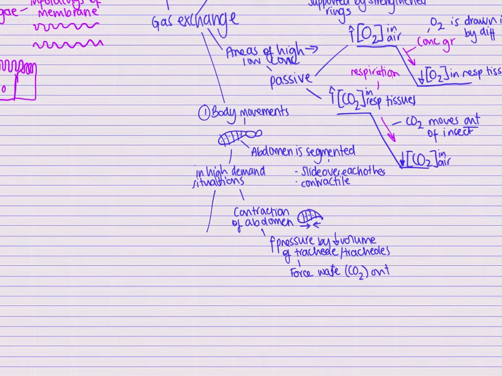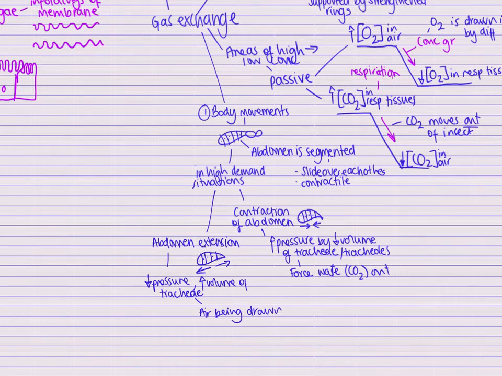But then when the abdomen extends, and notice I'm saying extension or extending rather than expanding, because it's not getting fatter, it's just getting longer. So those segments separate a little bit more. Then what we get is a drop in pressure because the volume of the abdomen has increased. And that in turn is going to result in air being drawn in.